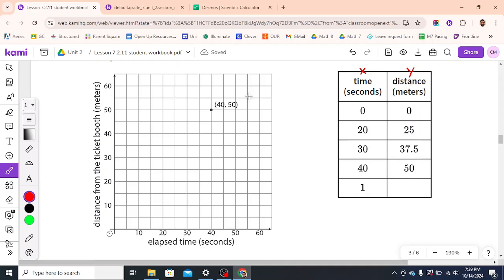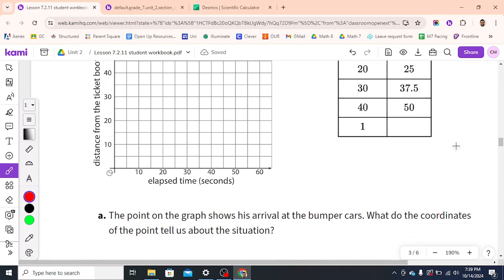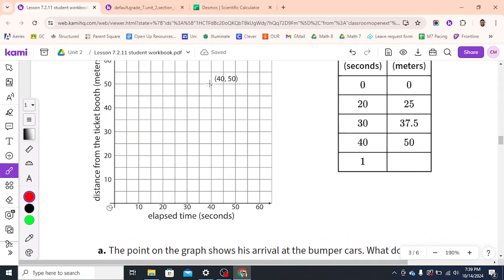Sometimes it's, again, different letters, perfectly fine. All right, let's see here. The point on the graph shows his arrival at the bumper cars. What do the coordinates of the point tell us about the situation? So again, this is the point that they want us to focus on. So I'm going to go ahead and make it a little bit brighter there.